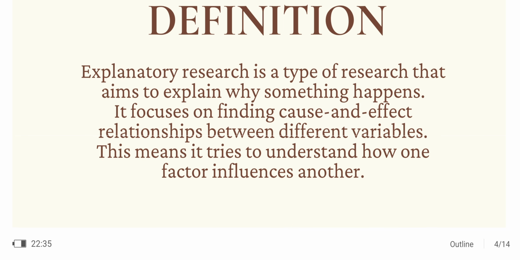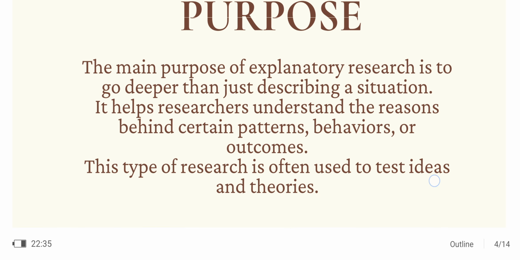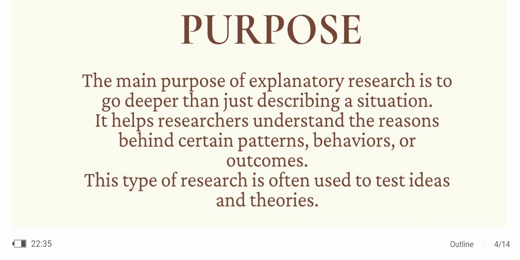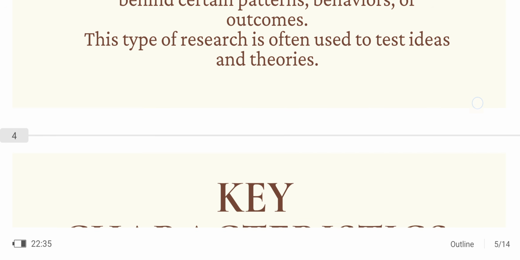So, explanatory research is a type of research that aims to explain why something happens. It focuses on finding cause and effect relationships between different variables. This means it tries to understand how one factor influences another. The main purpose of this research is to go deeper than just describing a situation. It helps researchers understand the reasons behind certain patterns, behaviors, or outcomes. This type of research is often used to test ideas and theories.